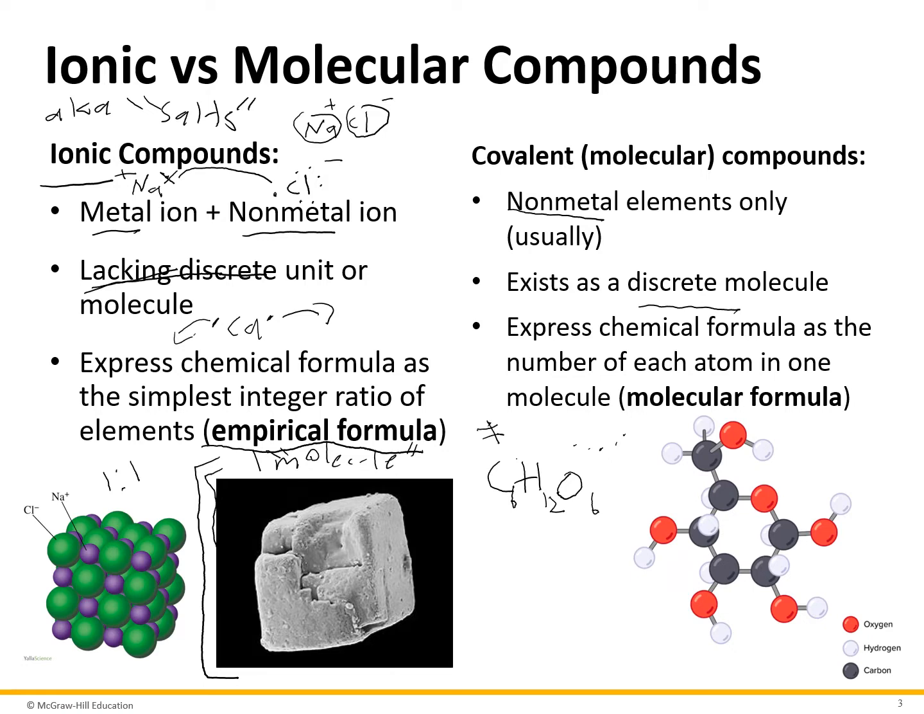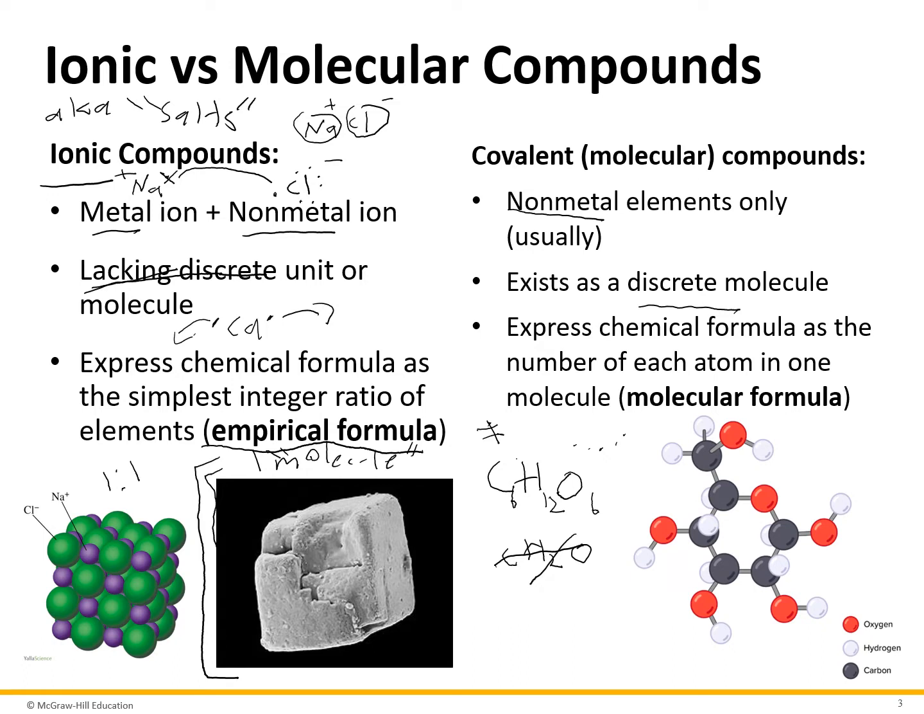The empirical formula, which is that simplest integer ratio of all the elements, if I were to apply that to the glucose molecule, that would be CH2O. We don't show a 1 if that's there because it's implied. That would be the empirical version of glucose, and that's really not useful in our everyday discussion of covalent compounds. So don't really worry about that.